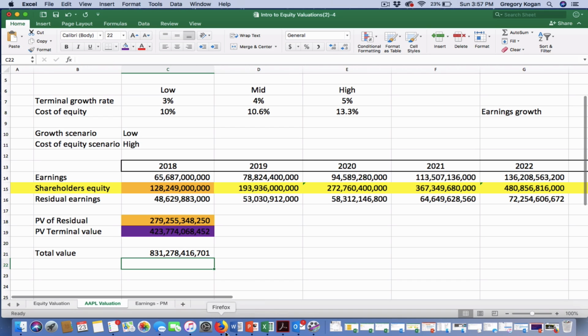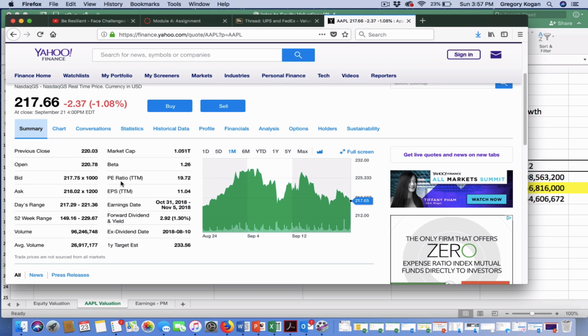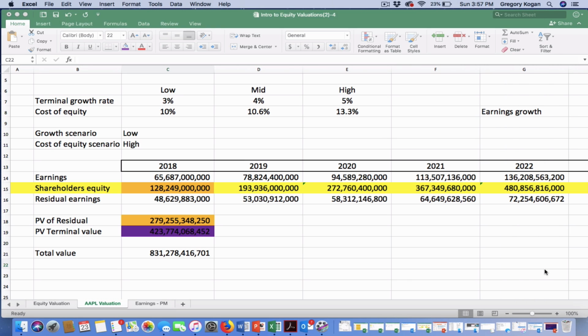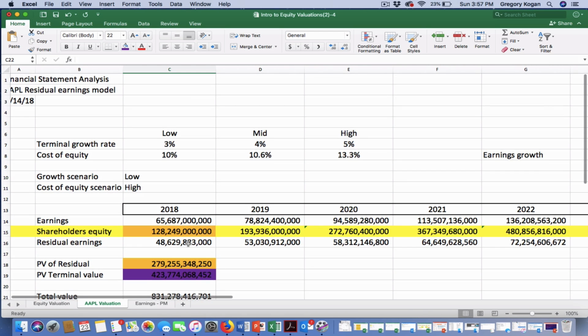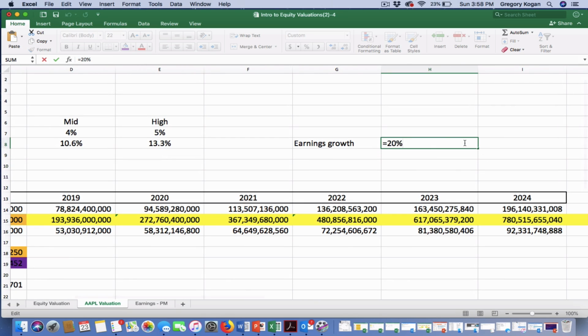This model shows 830 billion. On Yahoo Finance, it shows 217 per share and 1.05 trillion, so it's gone up a little bit. You can play with your model. That's what I want you to do: adjust the model and make a model for a different company. The way you can do that is to get the earnings growth from Yahoo. That's how you get the future earnings.